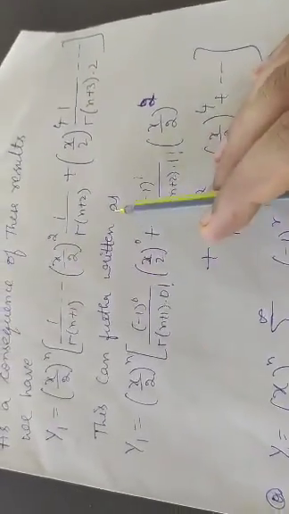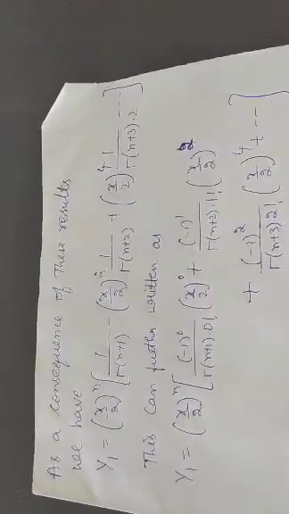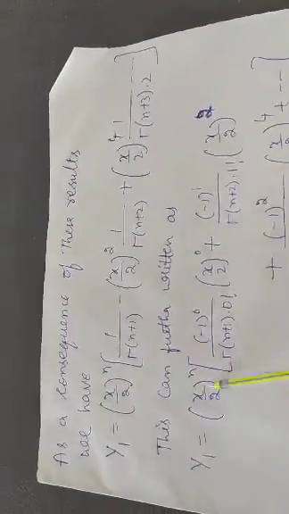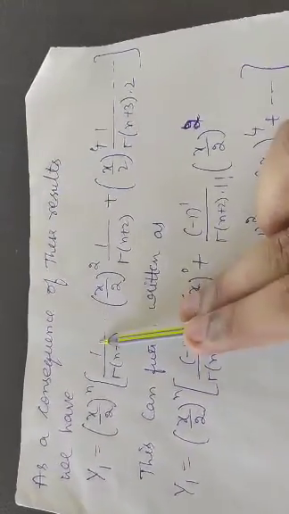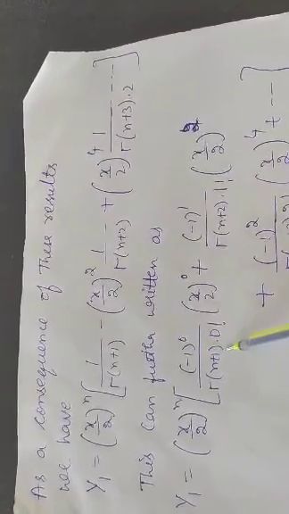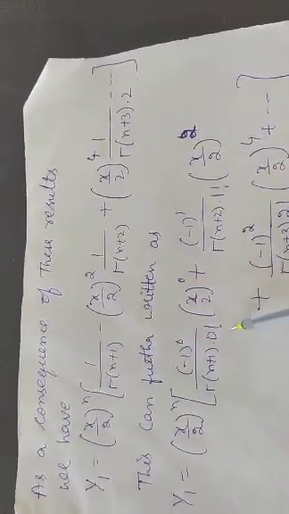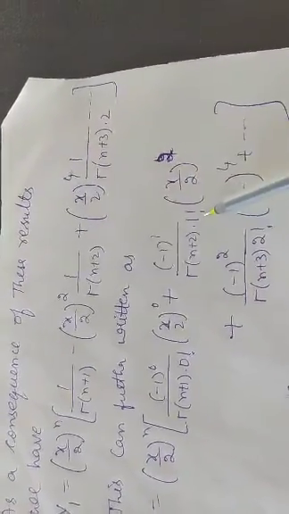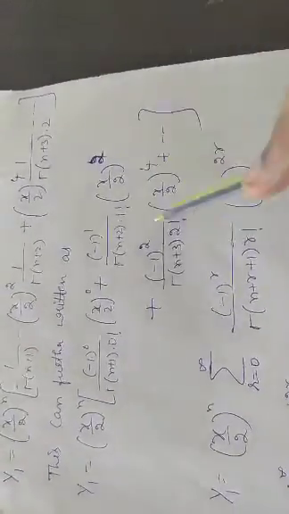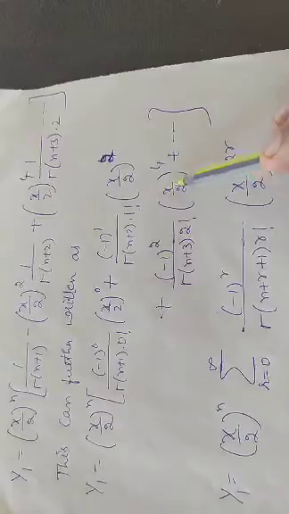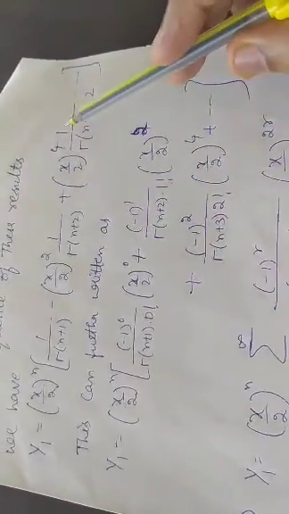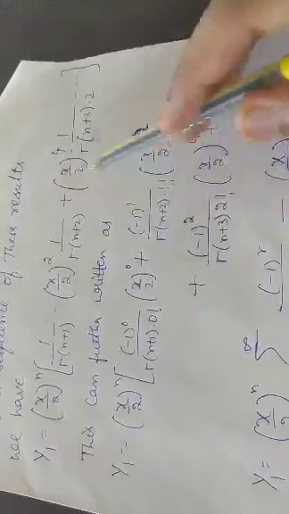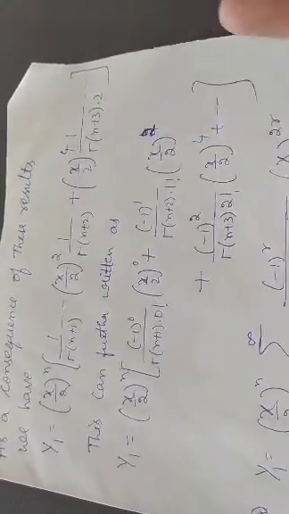Why am I doing it like this? Because I have to get a pattern. In order to get the pattern, (x by 2) whole power n stays outside, and this 1 can be written as minus 1 whole power 0, 1 by gamma of n plus 1. So 1 is nothing but 0 factorial: (x by 2) whole power 0, plus minus 1 whole power 1 over gamma of n plus 2 into 1 factorial (x by 2) whole square, plus minus 1 whole square over gamma of n plus 3, where 2 can be written as 2 factorial, (x by 2) whole power 4. Both are the same equation; I just wrote it in a pattern.